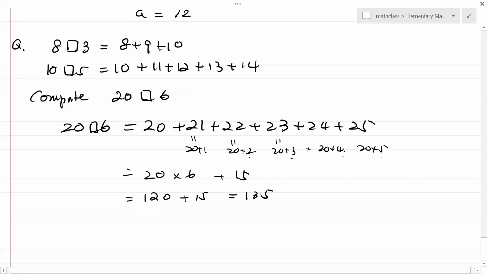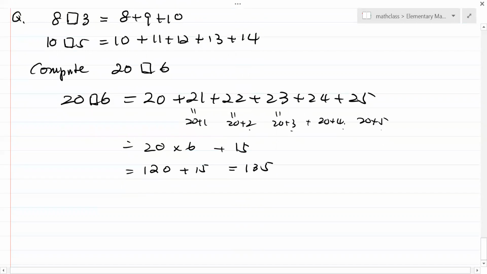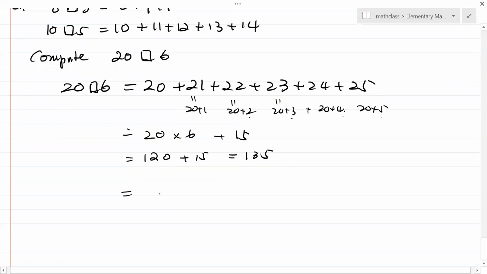Okay. Another way we remember, right? Another way we did is that if this is a series, it's an arithmetic sequence. Then the sum will be the first number plus the last number, divided by 2, then multiplied by the number of terms, 6.